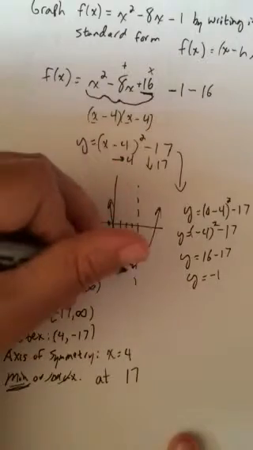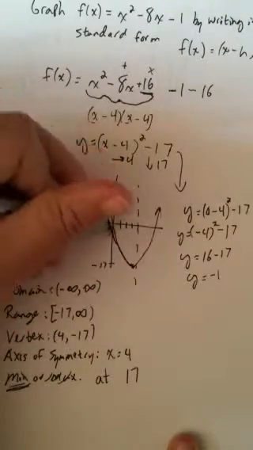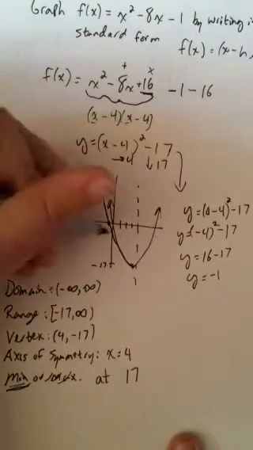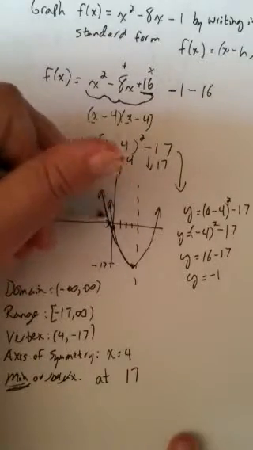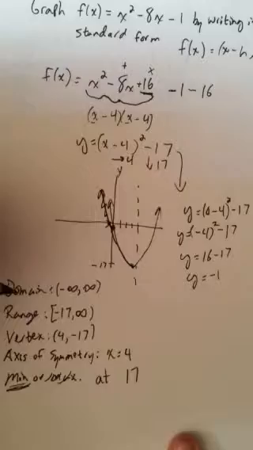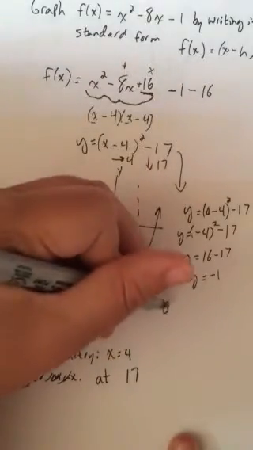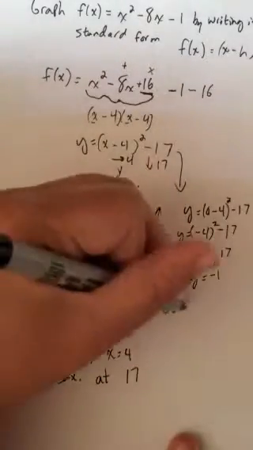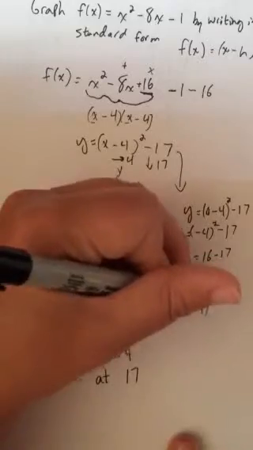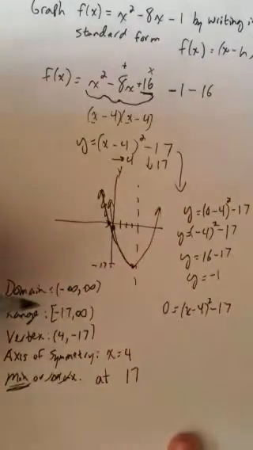So I should have, I guess, drawn my graph a little wider. Oh wait, no, y-intercept. That's there. Y-axis. Okay, so my graph is actually looking pretty good there. So let's find my x-intercepts. That's where y equals 0. So 0 equals x minus 4, whole thing squared, minus 17.